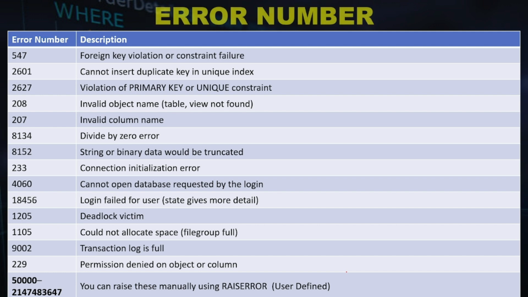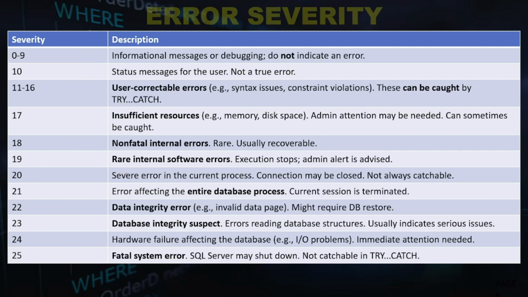Talking about the error numbers, you can have the list. 547 is a foreign key violation. 2601 is cannot insert duplicate record. So if you find any error number like this, you have the description of this. You can pause the video and take a snapshot of these. Likewise, we have error severity. 0 to 9 is informational messages, debugging, and does not indicate an error.